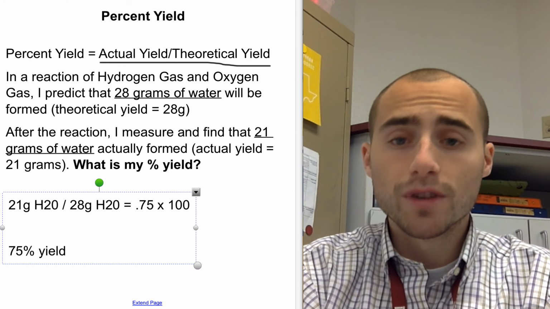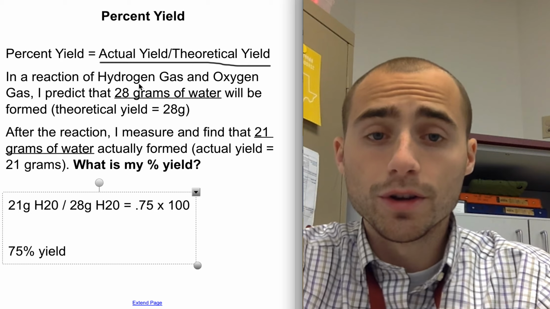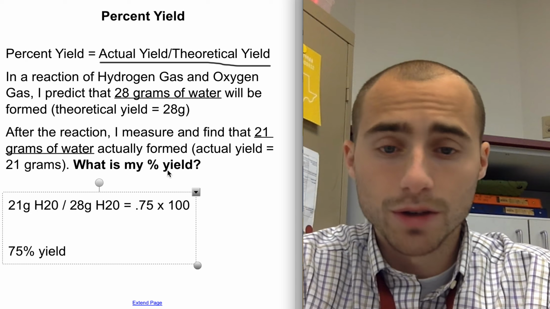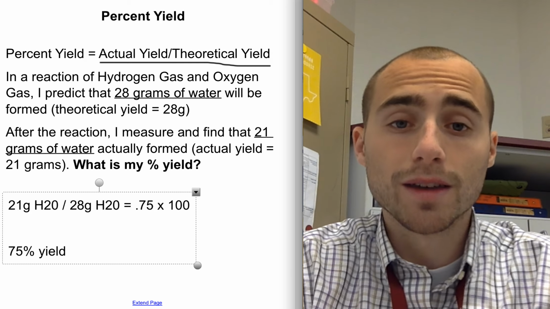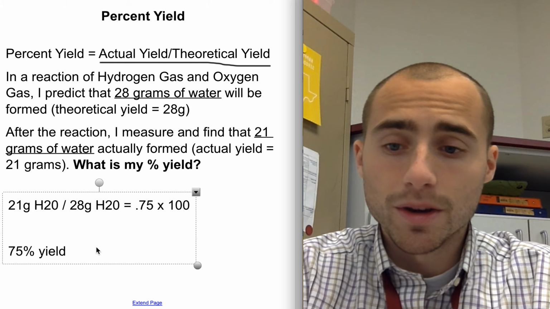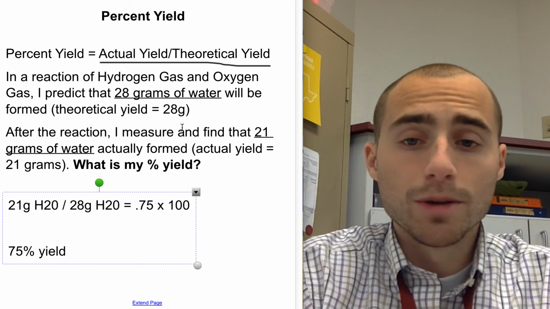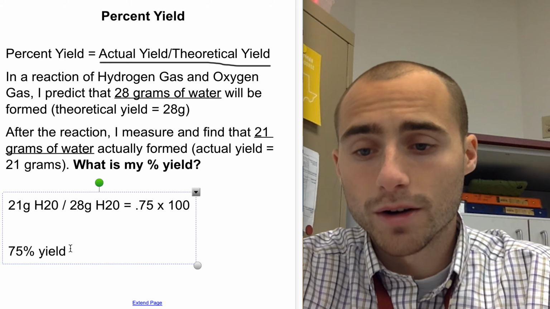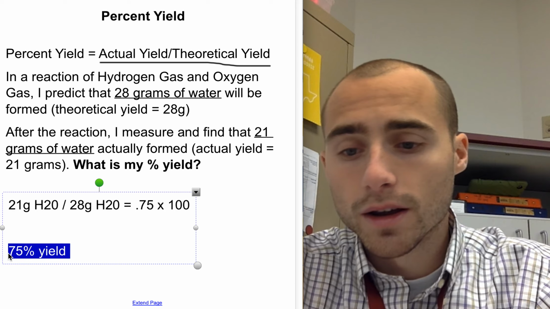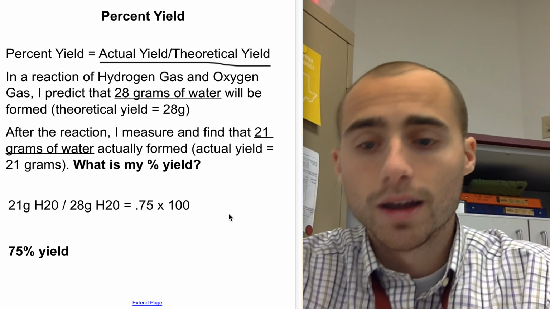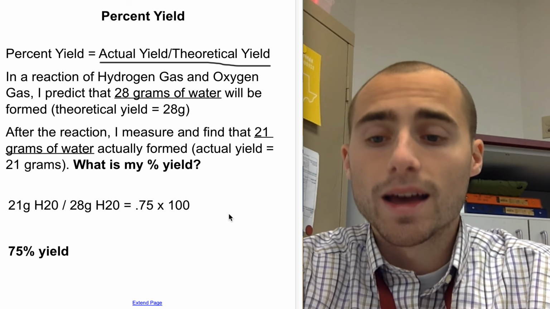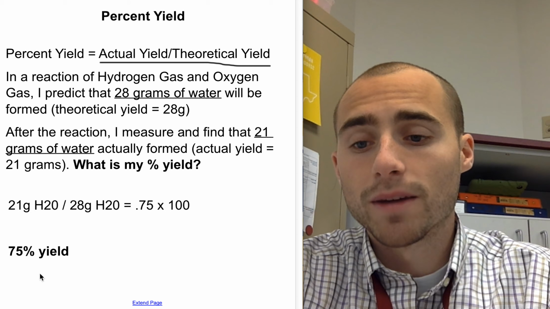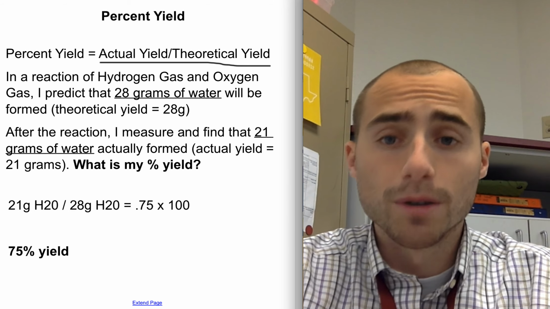So in this situation, with my theoretical yield of 28 grams and my actual yield, how much actually formed, of 21 grams, I did 21 divided by 28 equals 0.75, multiplied that by 100, and found that in this experiment with hydrogen and oxygen forming water, I had a 75% yield. That's how much, 75% of what I thought could form, actually did form. So that right there would be my final answer for my percent yield.